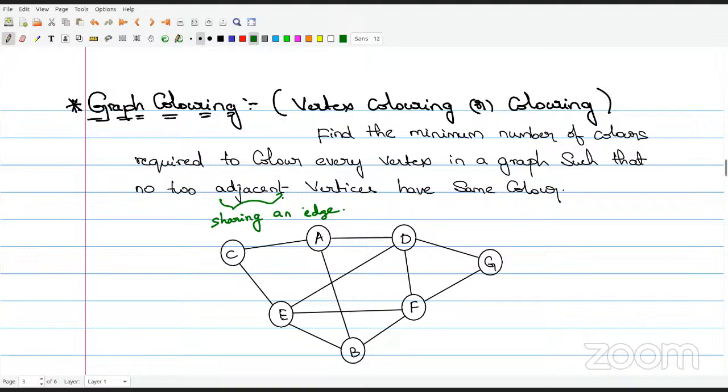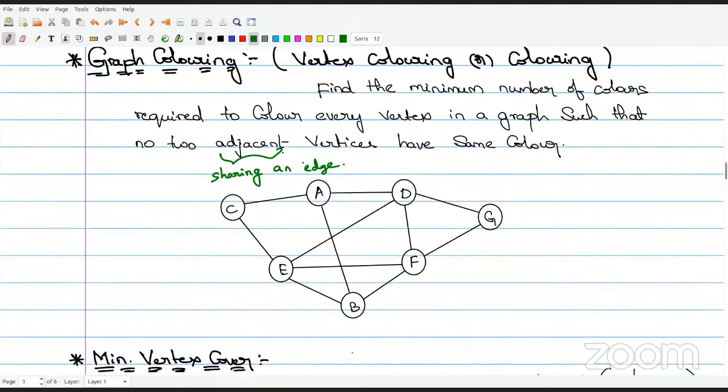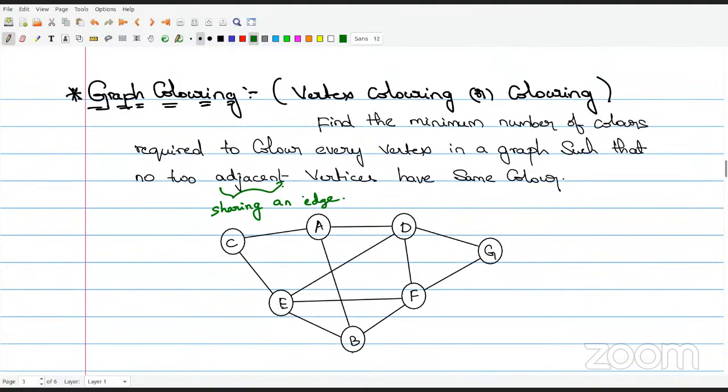So what we have to do in graph coloring is find the minimum number of colors. You have to color every vertex first of all, and once you color the vertices, if two vertices are sharing an edge, they shouldn't get the same color. So this is like a puzzle. You can treat it like a puzzle. You start giving colors to vertices such that no two adjacent vertices have the same color, and you have to minimize the number of colors used.